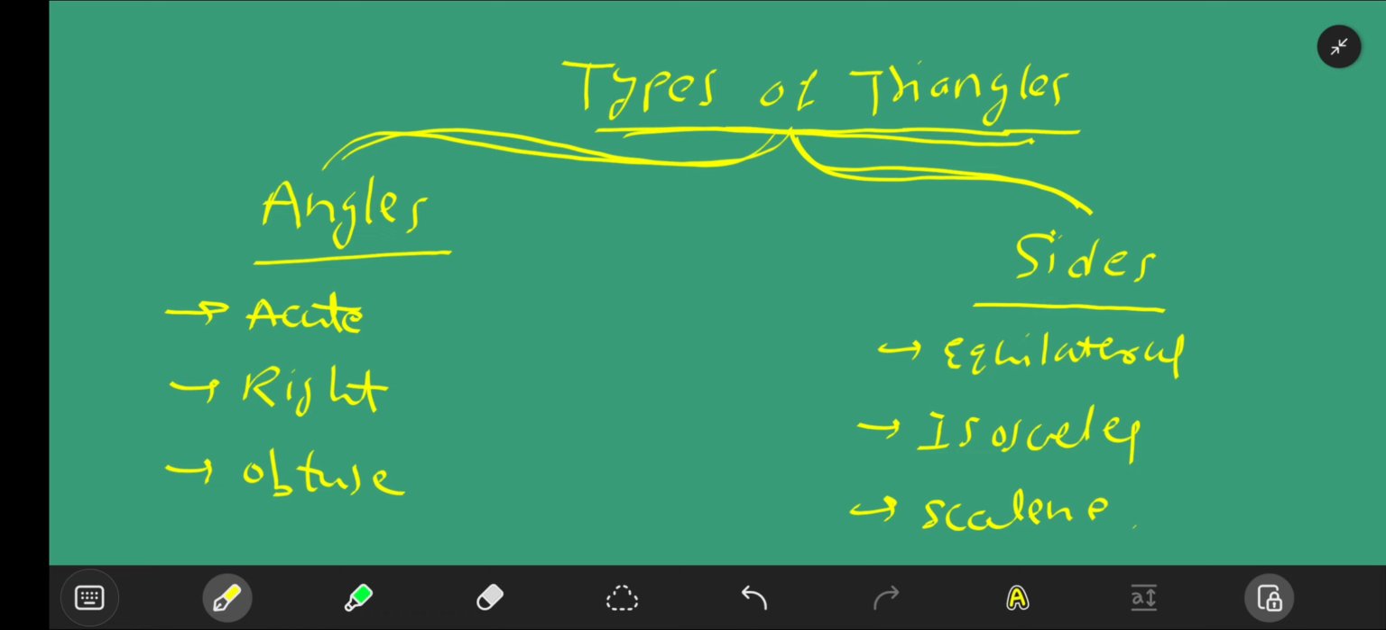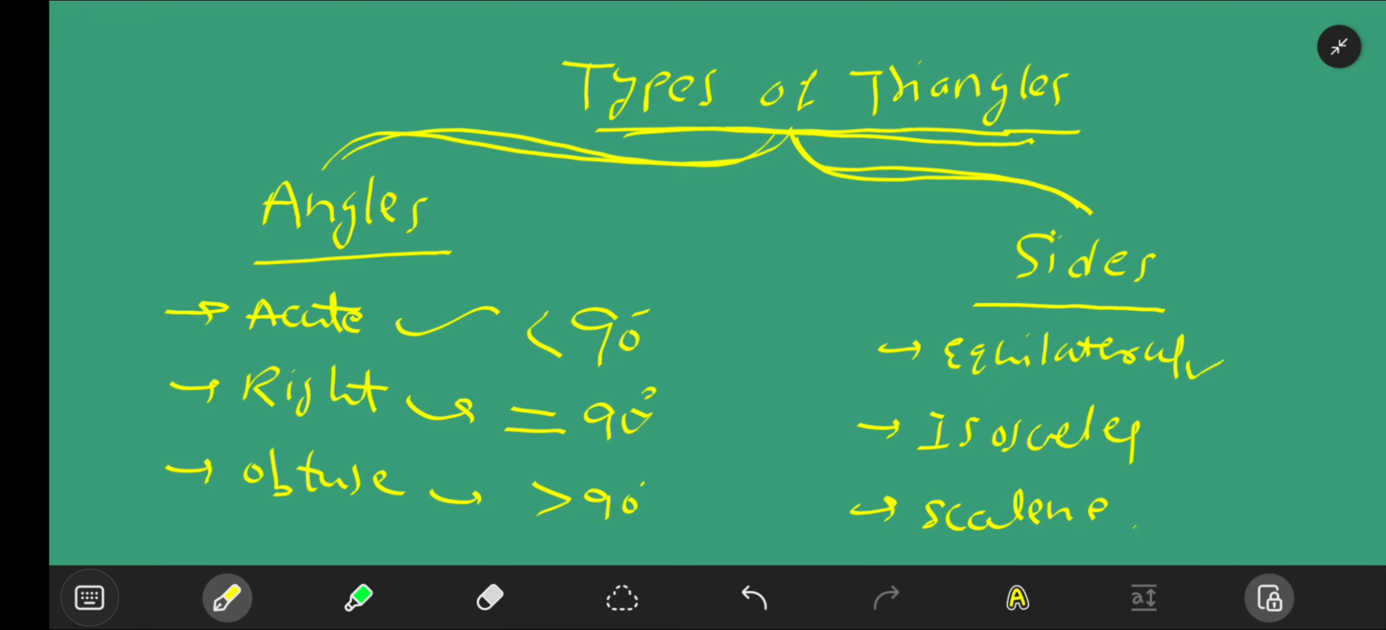Here, acute angle means less than 90 degrees, all angles less than 90 degrees. Right angle means one angle must be equal to 90 degrees, and obtuse angle triangle means at least one angle, any one angle, must be greater than 90 degrees.